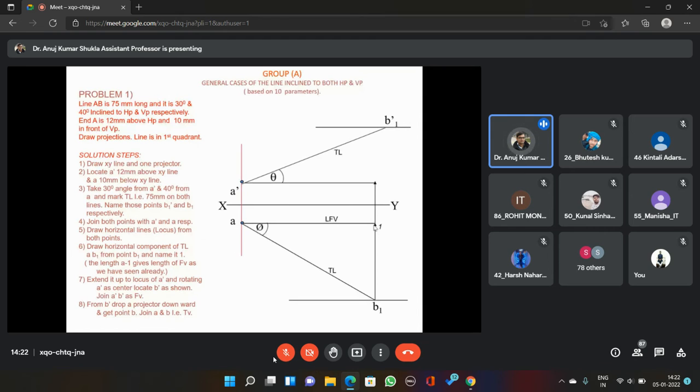Then the length A1 gives the length of the front view, as we have seen already. So I told you that the question may be asked either way. They may ask for the true length, or they may ask for the front view to be drawn. You get it? What I mean?